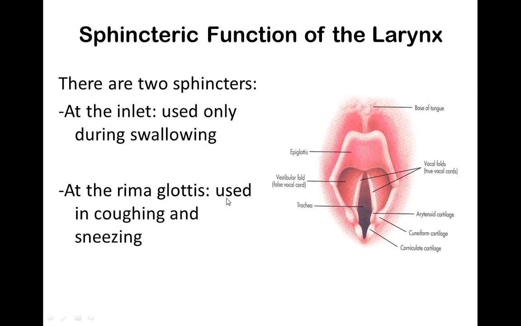There are two sphincters of the larynx, one at the inlet, which is used during swallowing, and the second one is at the rima glottidis, and here used in coughing and sneezing.